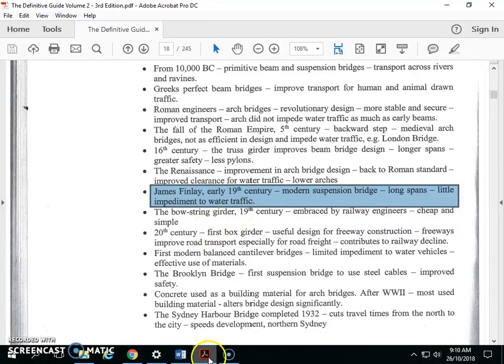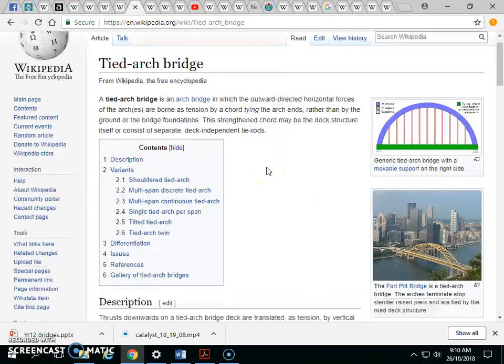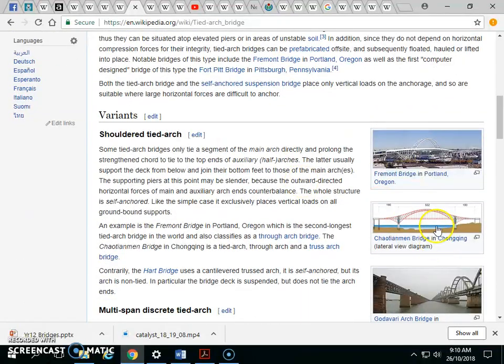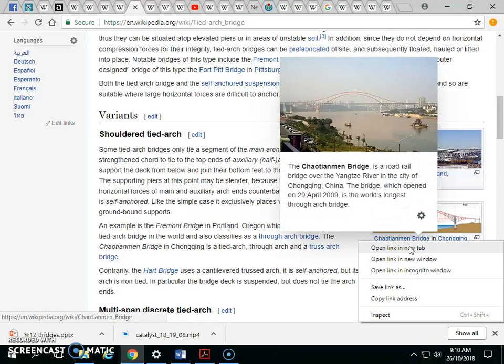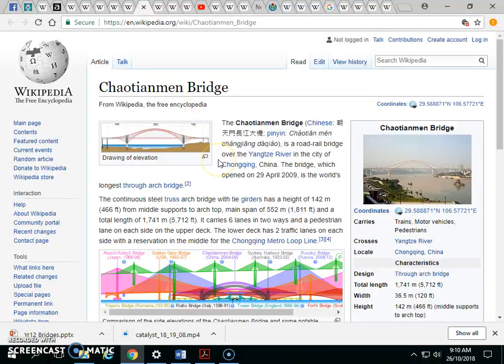Okay, we get to the bowstring girder. So that's next. The bowstring or tied arch bridge. So we're going to talk about the benefits of these, but the longest arch bridge in the world is in China, and that is this. Yeah, that's close enough. Chaotianmen, something like that. Bridge.